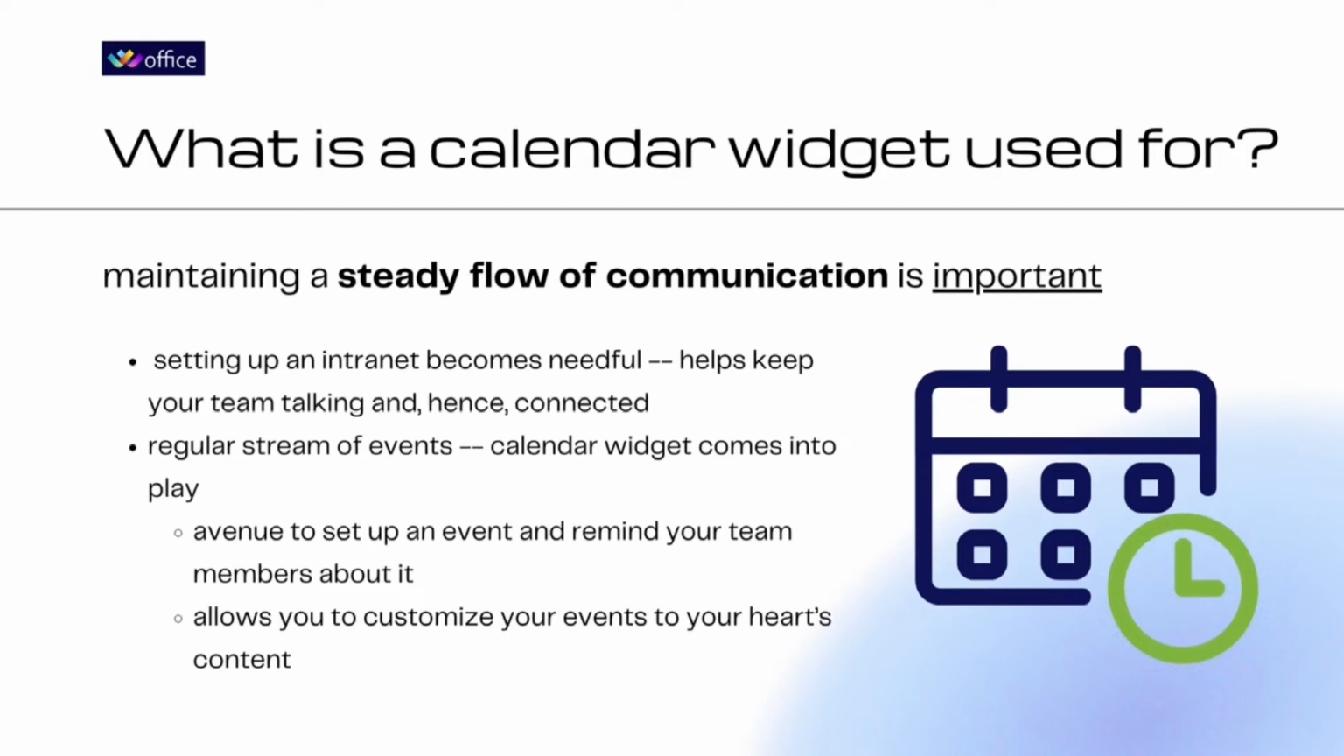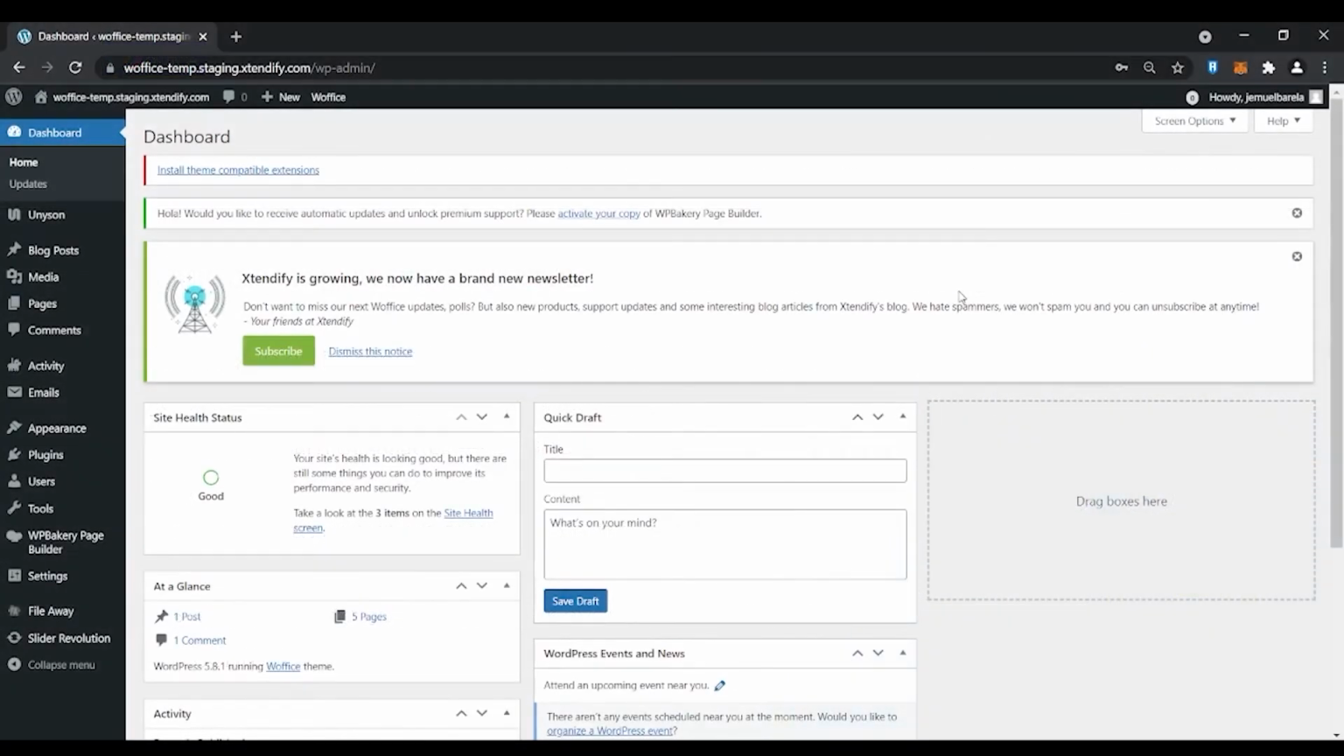And when you finally set up a communication channel via an intranet, the next thing to deal with is the regular stream of events that will follow suit. This is where a calendar widget comes into play. It gives you an avenue to set up an event and remind your team members about it. Interestingly, the WOffice Calendar widget allows you to customize your events to your heart's content.